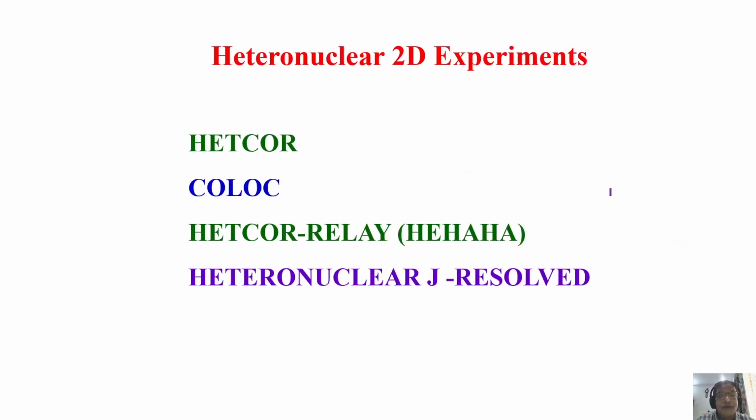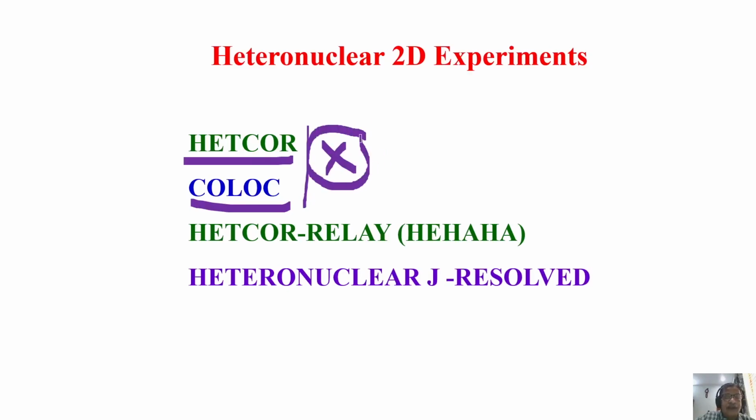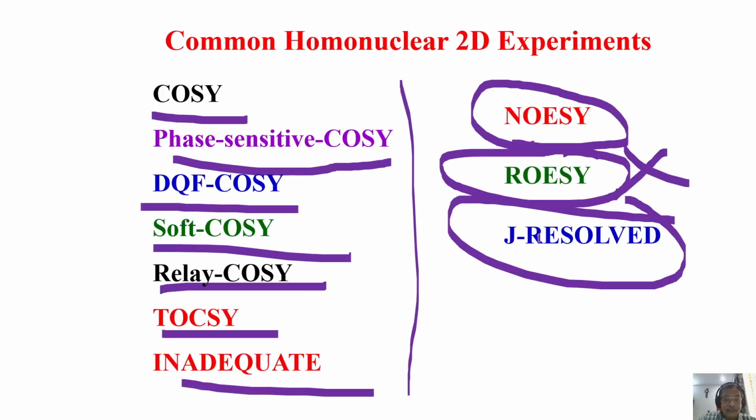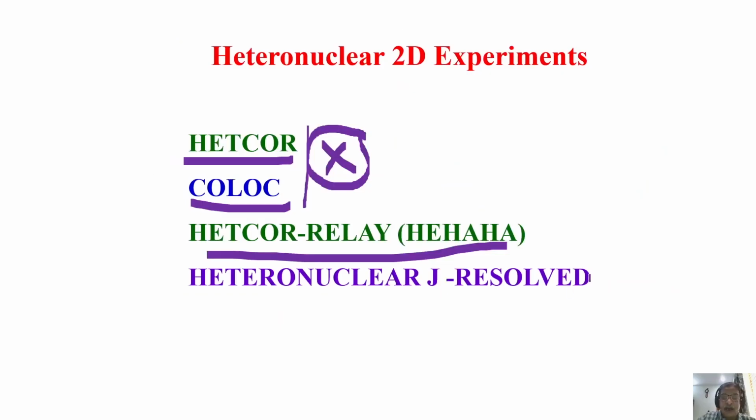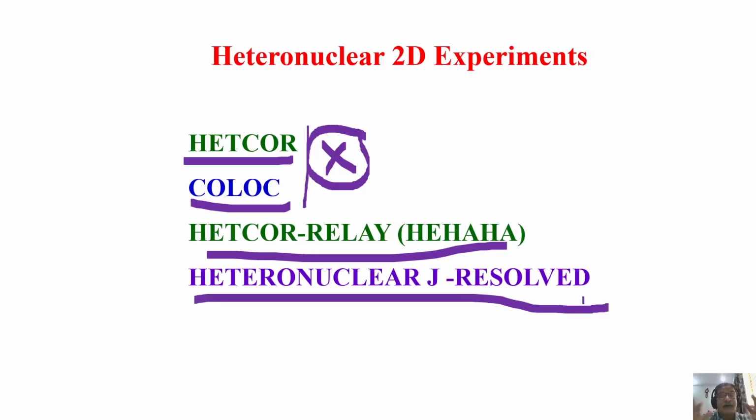Similarly, heteronuclear 2D experiments commonly used are HETCOR or COLOC. These are all outdated. Nowadays, I'm going to tell you what we do in this case. Nowadays, nobody is going to use this type of experiment. To enhance the speed, we use inverse experiments. There's a relay experiment called HEHAHA, heteronuclear Hartmann-Hahn. In the earlier case, we have TOCSY, which is called HOHAHA, that means homonuclear Hartmann-Hahn. This is HEHAHA, heteronuclear Hartmann-Hahn. So there is also heteronuclear J-resolved. There are a number of such experiments possible. You can do that.